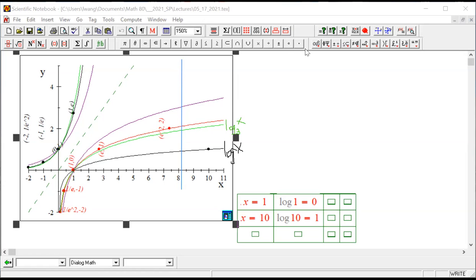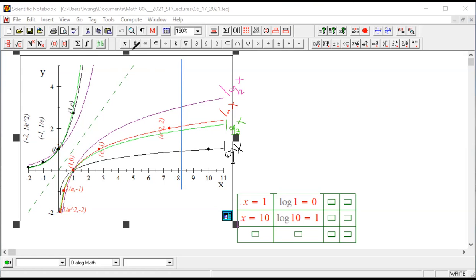And how about the red? The red is ln x. And what's the purple? Log base 2 of x. How about the other side? The other side is reversed, right?